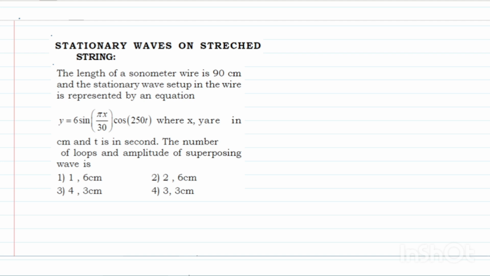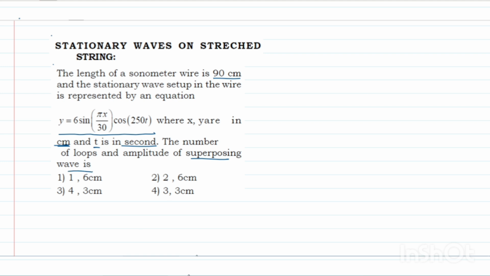The first question says the length of the sonometer wire is given as 90 cm and the stationary wave set up in the wire is represented by y equal to 6 sin pi x by 30 cos 250 t, where x and y are in centimeters and t is in seconds. The number of loops and amplitude of the superimposing wave they are asking.